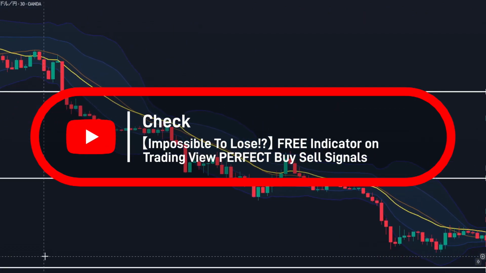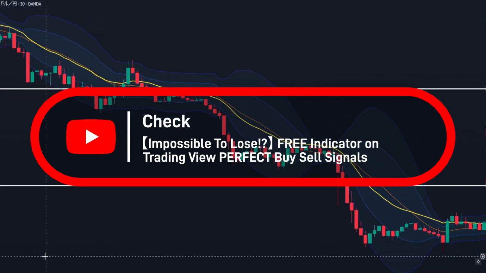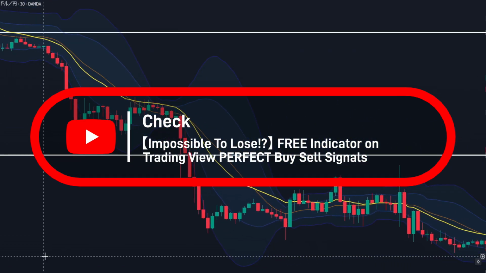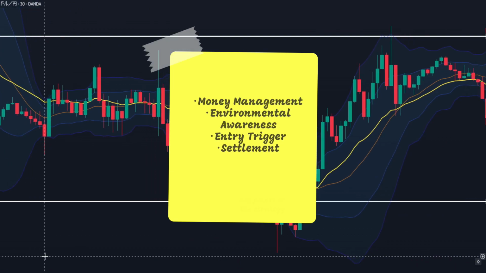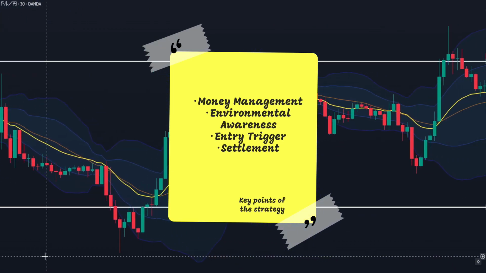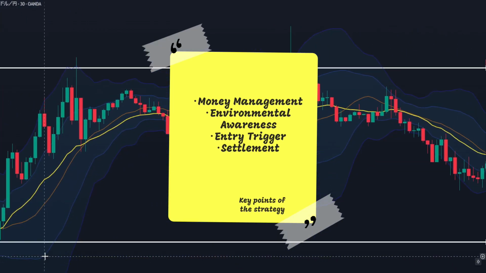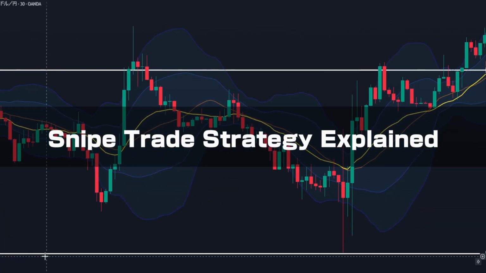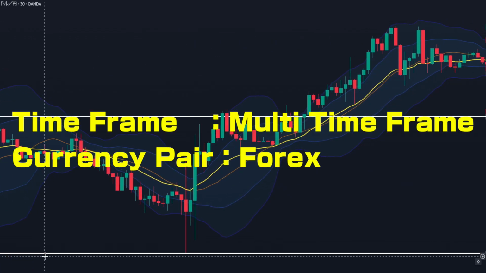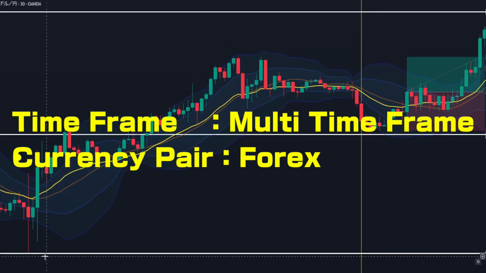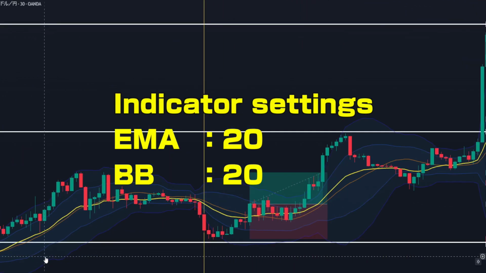Related: Impossible to lose. Free indicator on TradingView with perfect buy-sell signals. Key points of the strategy: money management, environmental awareness, entry trigger settlement. Snipe trade strategy explained. Time frame, multi-time frame, currency pair, Forex.